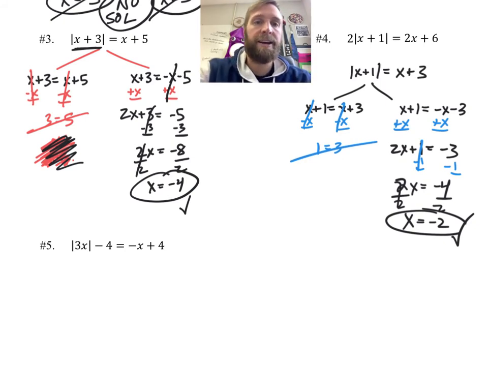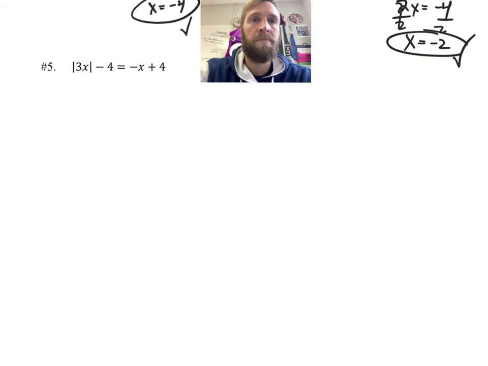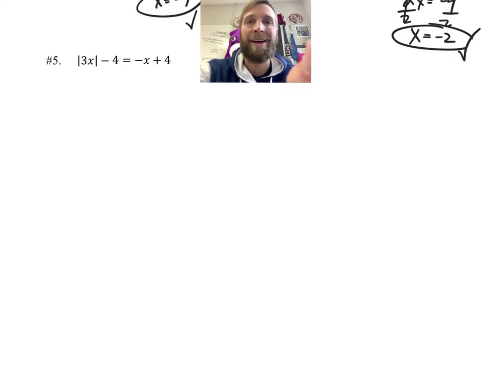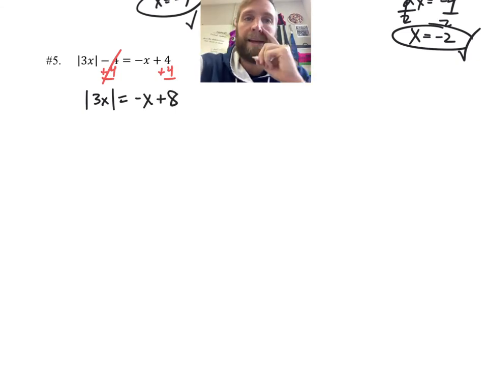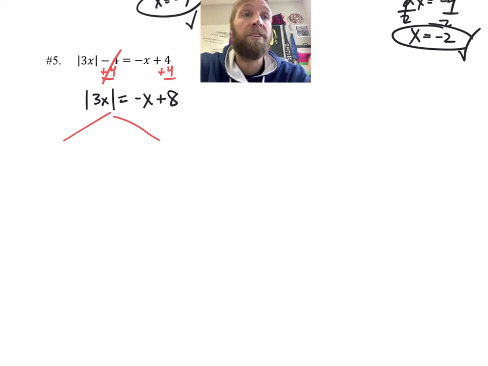Sweet. I'm going to drag on down to the last problem. And we've got some extra junk, as I like to call it here. We can't solve for the absolute value just yet. Go ahead and add that 4 out of the way. Let's go ahead and focus on that absolute value right now. We've got negative x and a positive 8. We got our absolute values. We can go ahead and undo those, break them down into the two equations.